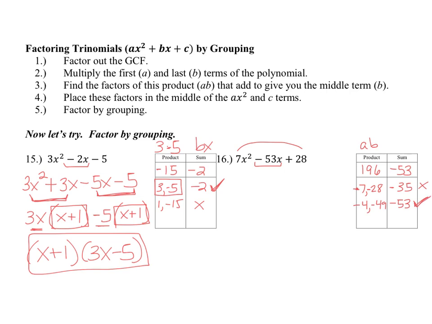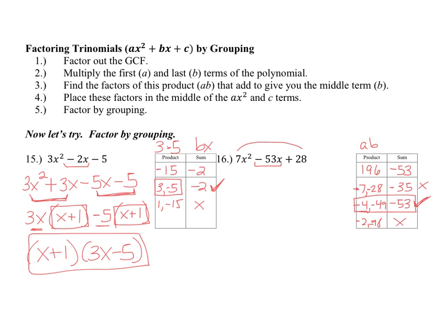You have your two middle numbers. If you had tried 2, you could have tried negative 2 and negative 98, but that one ended up not working. So this is the one I want. That means my two middle terms are negative 4 and negative 49, all right?